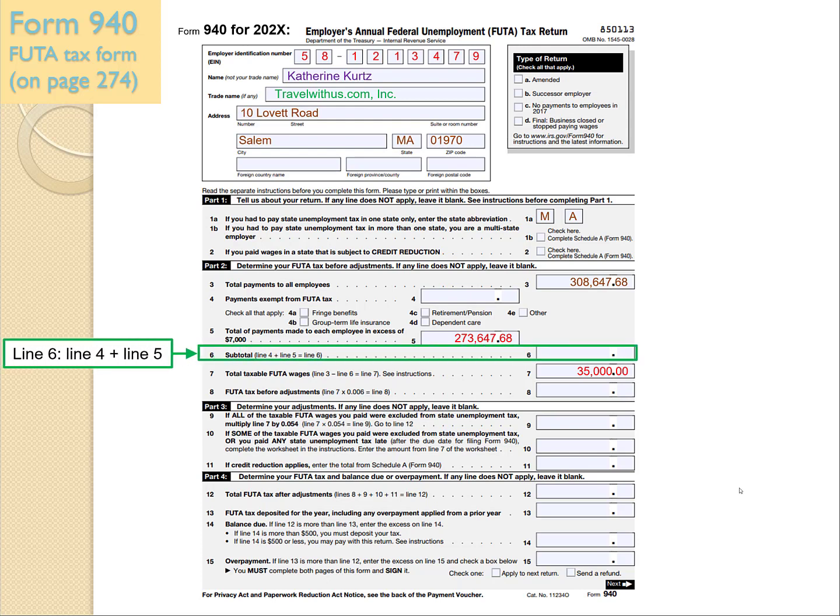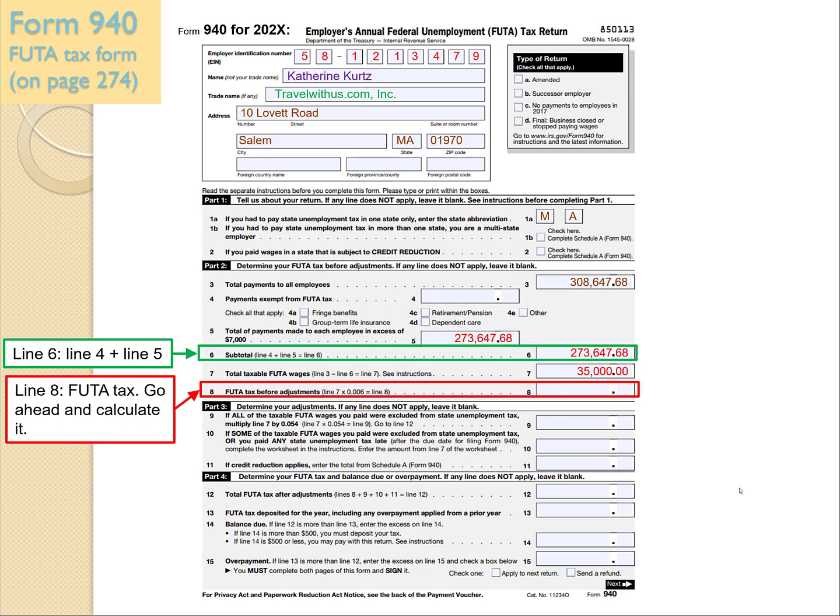Line 6 says to add line 4 and line 5. Line 4 is blank, so it's going to be the same as line 5 in this case. Line 8 is the FUTA tax. So go ahead and calculate. It's line 7 times 0.006. 0.006 is the same as 0.6%. Once we do the math, we find out it's $210 of FUTA tax.